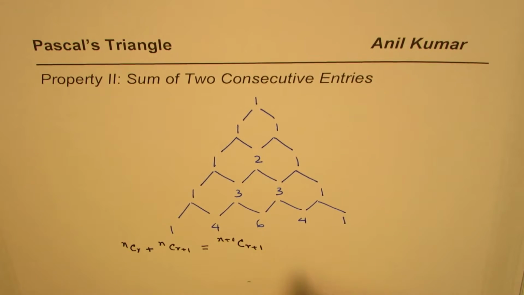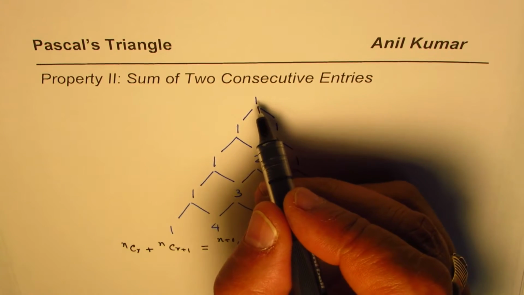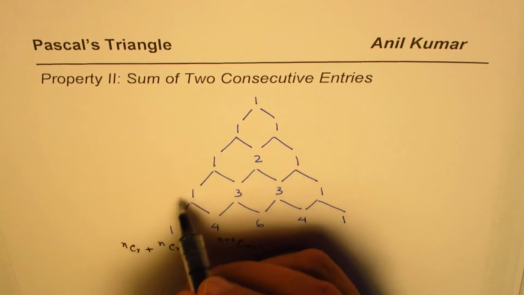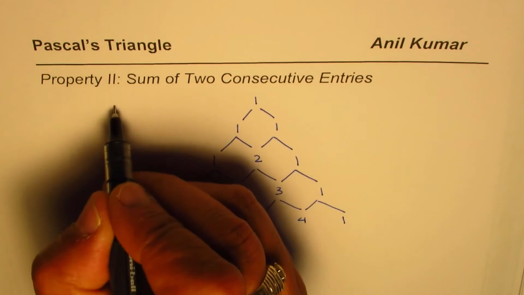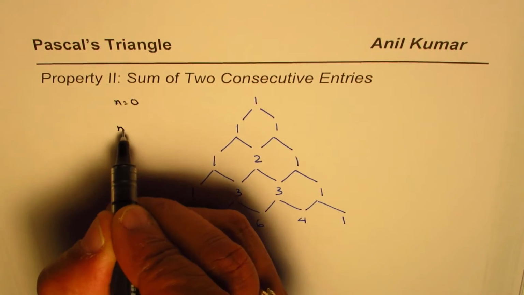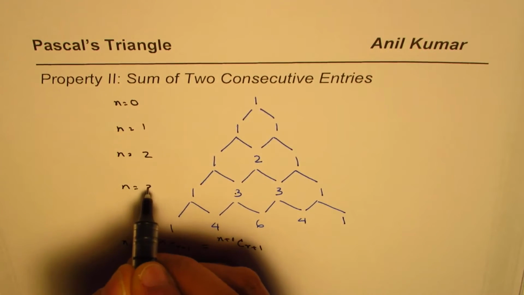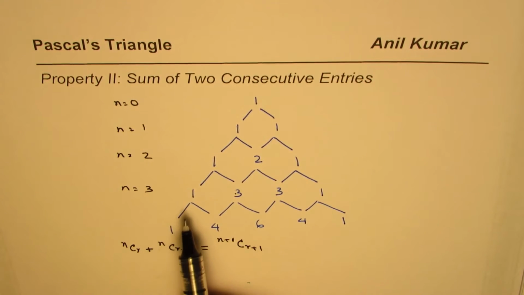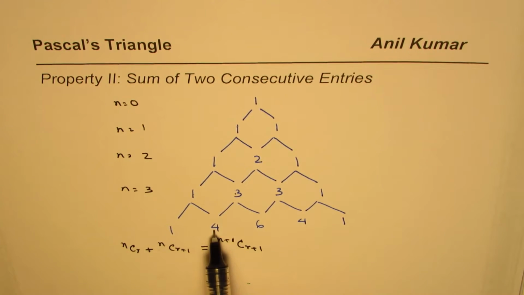C r plus 1, right? So as you see here this is row number 0, then 1, 2, 3, 4, right? So these are the different rows, n values, correct? So here the n value is 0, then we have n equals 1, this is n equals 2, this is n equals 3, and so on. So if you add these two terms, which is 3C0 and 3C1, what you get is 4C1, correct? So that is what the formula is.